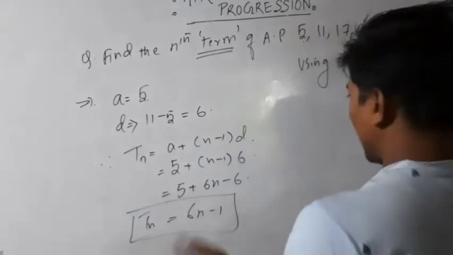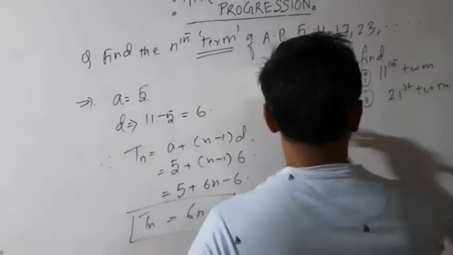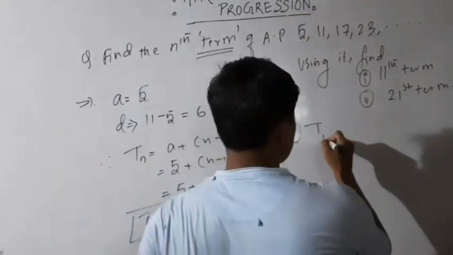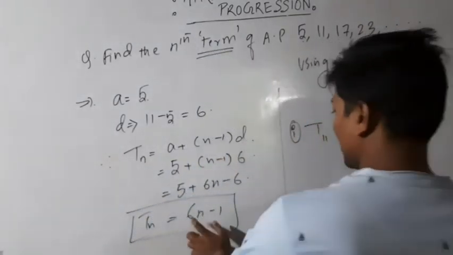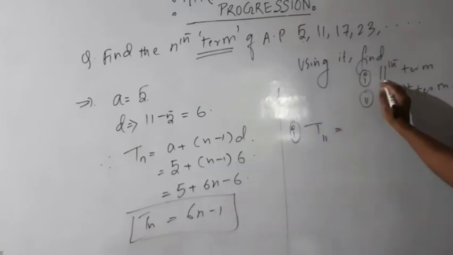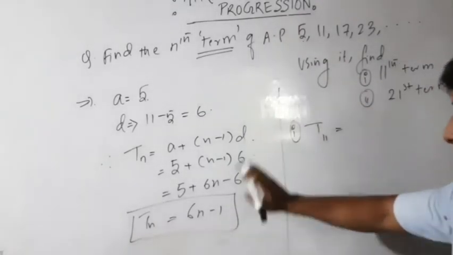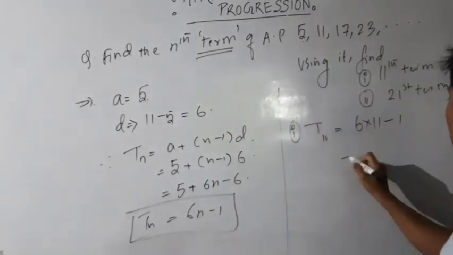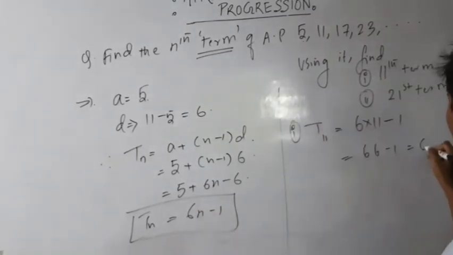Now, using this nth term, what do we have to do? First of all, we have to find the 11th term. That means we have to find T11. So I'll use this formula. In place of n, I'll just place 11 here. No need to apply this big formula now. Just in place of n, you apply 11. So 6 into 11 minus 1 gives me 66 minus 1, that will be 65.